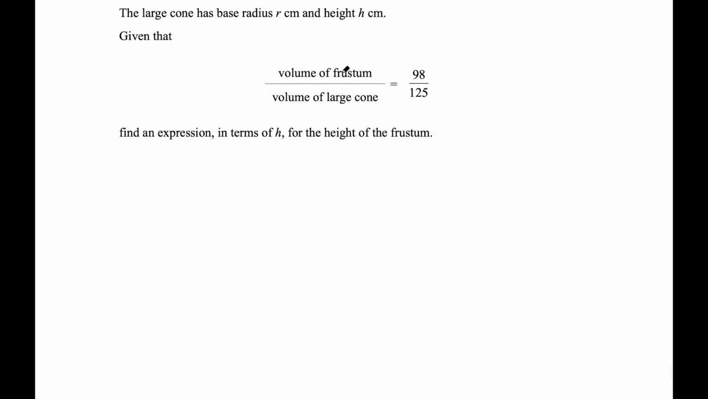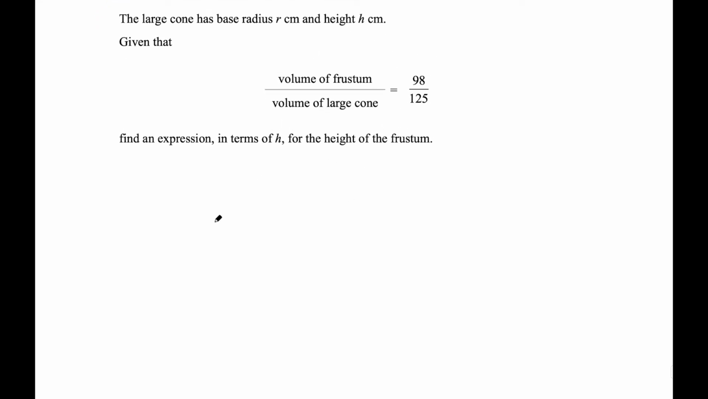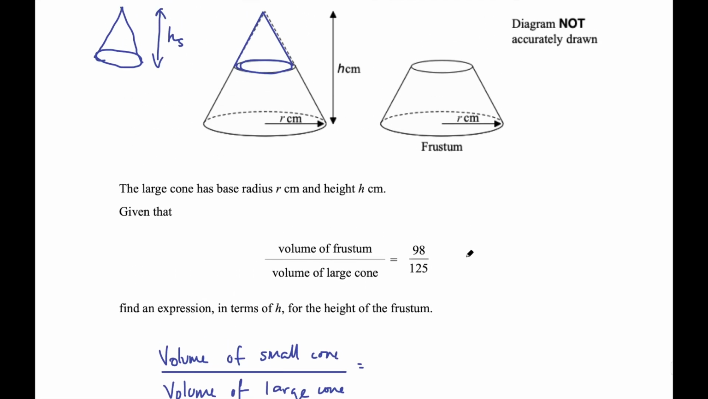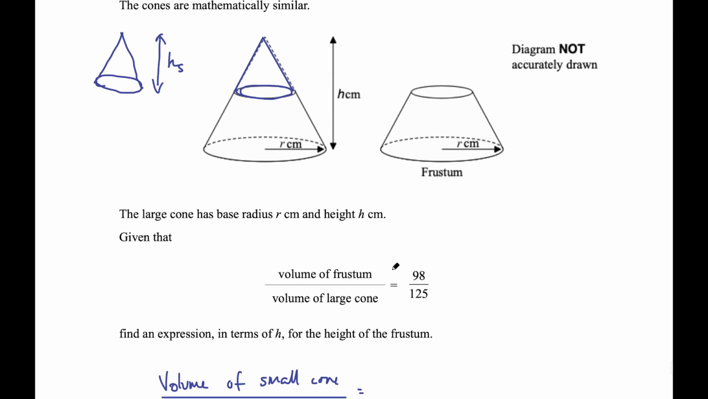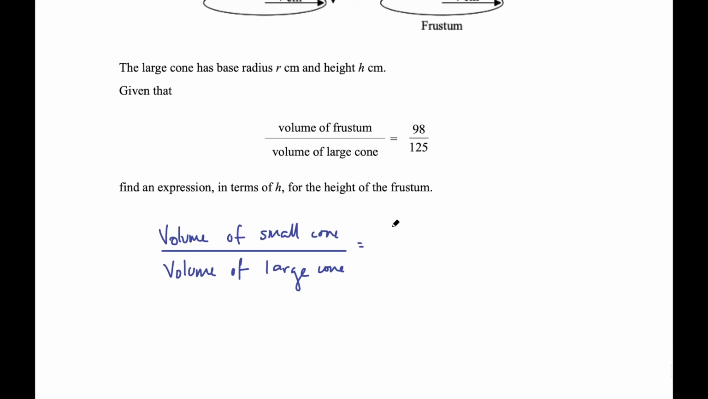Okay, so firstly, we've got this ratio. So what would then be the volume of the small cone to the volume of the large cone? What would that ratio be? Well, let's go back to the diagram again and look at this carefully. This is essentially saying that the volume of the frustum is 98, the volume of the large cone is 125, so then what is the volume of the smaller cone here? That would be the difference between those, 125 take 98. That is 27, so difference between 125 and 98 is 27. Therefore, this ratio is going to be 27 on 125.